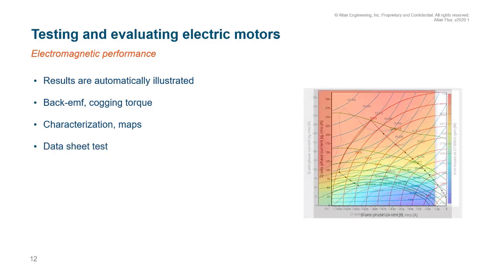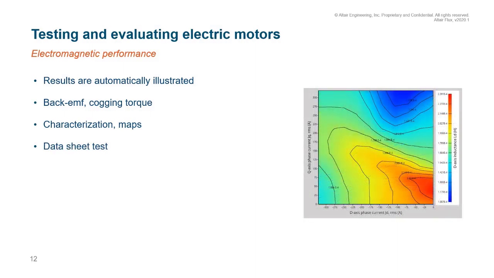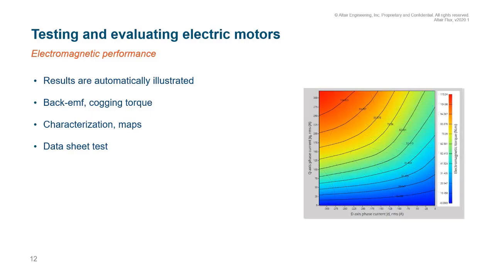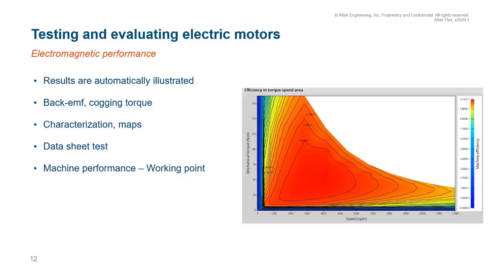And we can characterize our motors, which gives us different maps in the ID, IQ range. We can also run a datasheet test to find the corner point or the base point of the motor, giving the limit on the current and the voltage available. We can also run and see the performance of the motor at a specific working point. And we can also run our motor across the entire speed range and see the efficiency map and its performance.